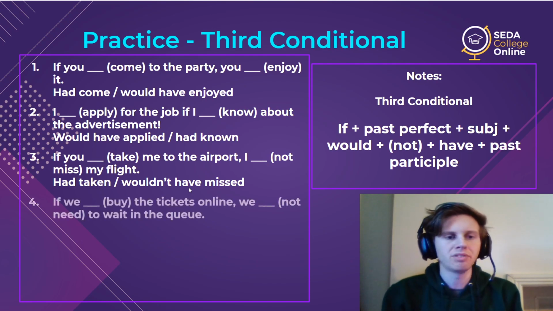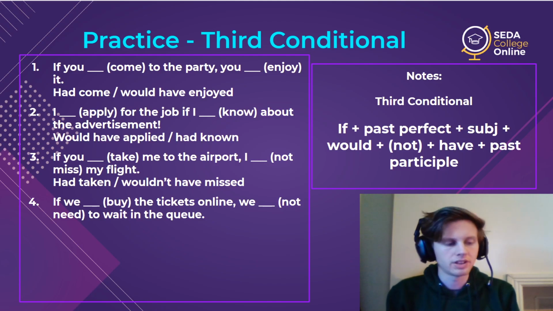Always with have, we're going to make the contraction always. All right, number 4. If the ticket's online, we to wait in the queue. So another negative.